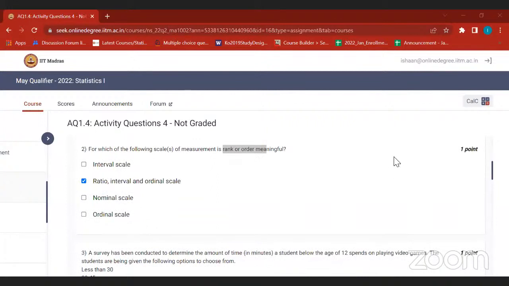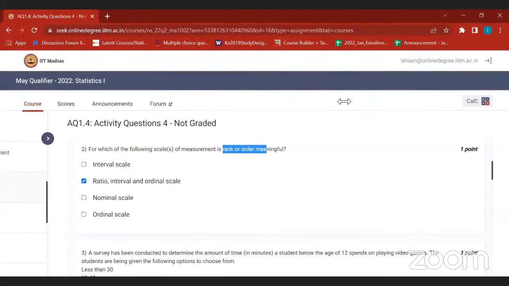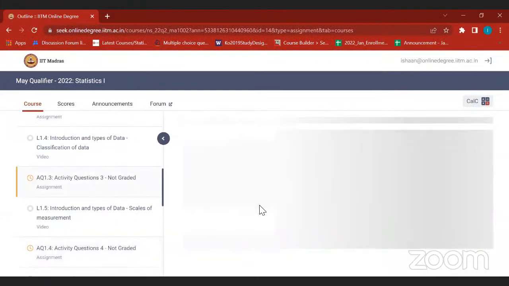Sir, can you please differentiate the terms case, observation, and variable in short? Case and observations are the same. In general, a variable is something whose values vary, right? We had a good activity question over there. We're discussing it as well.